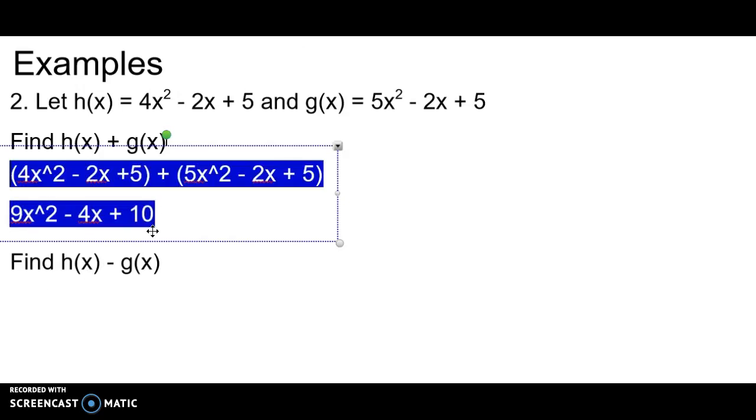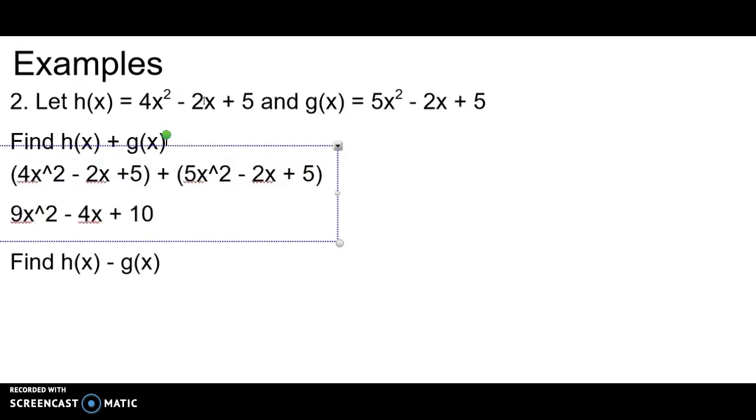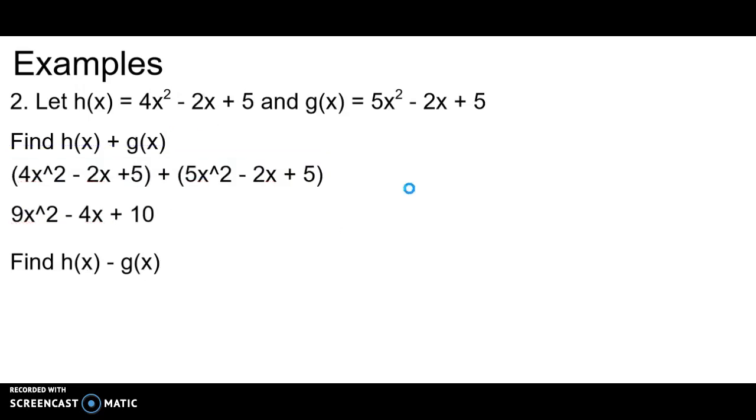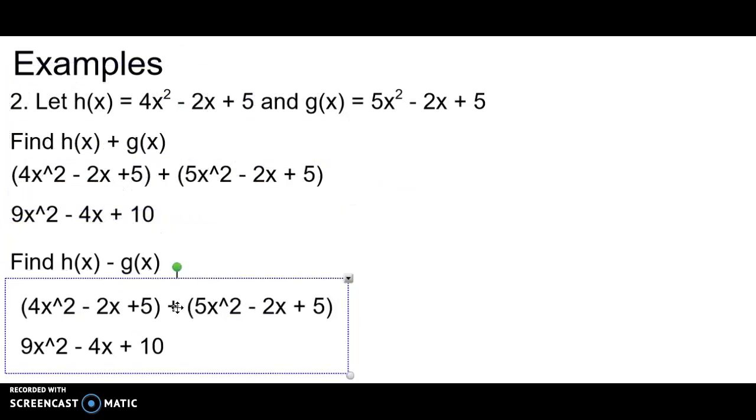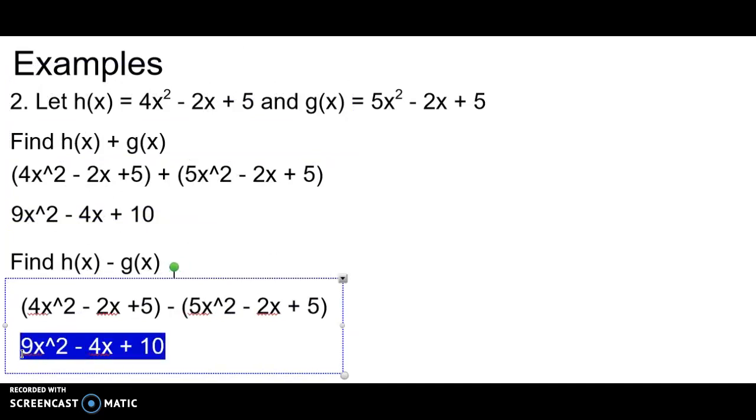Now again, we'll just do the same thing that we did before. We'll change this to a negative. So now we're doing h of x minus g of x once again. We have to remember to take this negative into all three of the terms on the inside. So we have 4x squared minus 5x squared. 4 minus 5 is negative 1. We get negative x squared again.